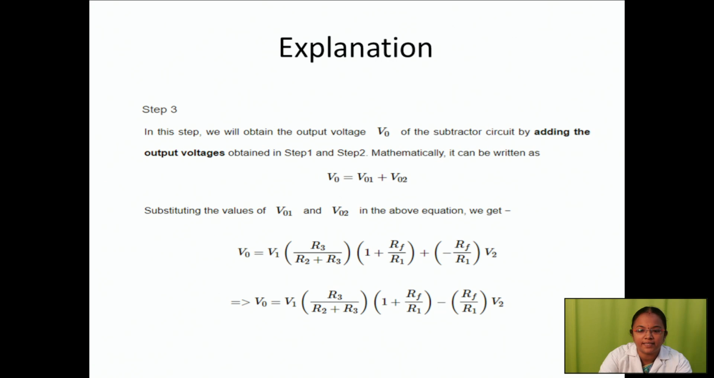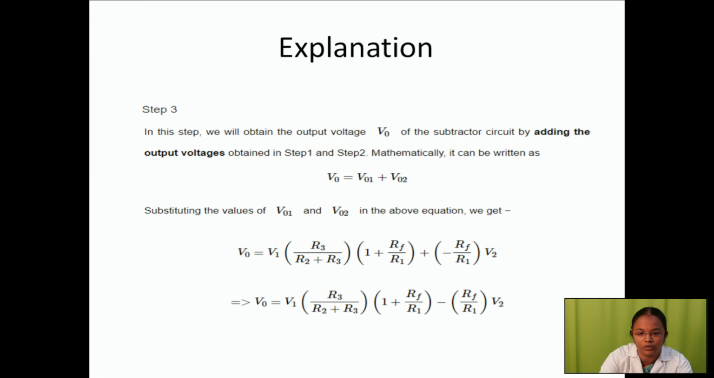In step 3 we have to add, because the differential amplifier has input voltages at both terminals, inverting as well as non-inverting. So we obtain the output voltage of the subtractor circuit by adding the output voltages obtained in step 1 and step 2. Mathematically, V0 equals V01 plus V02. In step 1 we found the value of V01, and in step 2 we found V02, so we substitute those values in V0.